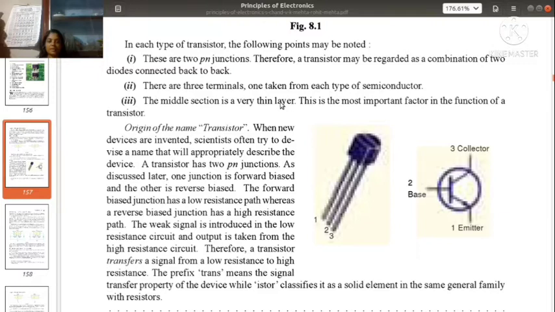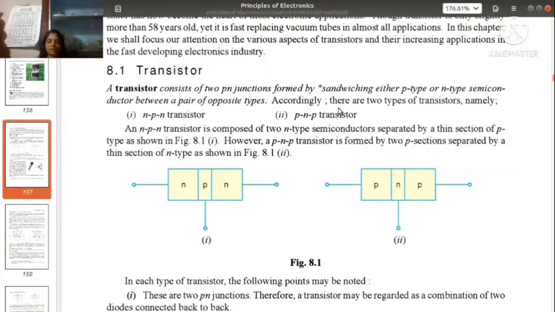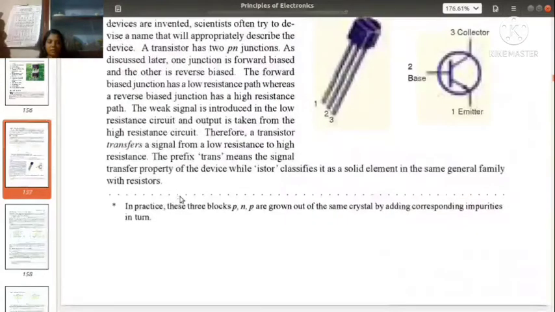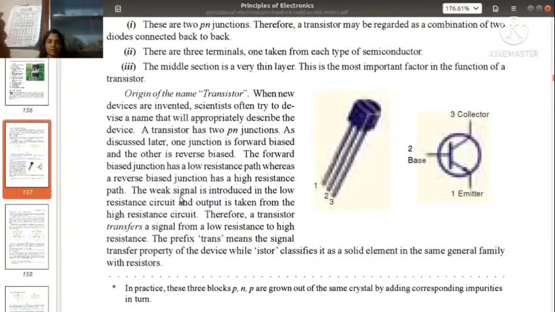The middle section is a very thin layer. This is the most important factor in the function of a transistor. You might have seen that this is an Npn transistor and this is a Pnp transistor, and you can see that the middle portion is a thin layer compared to the other two layers. This is a very important factor in the function of a transistor.